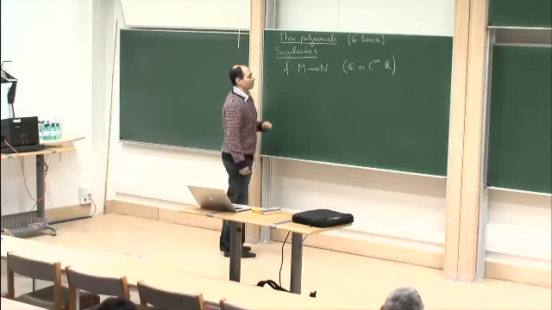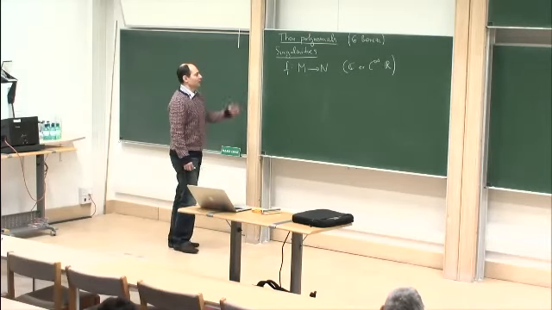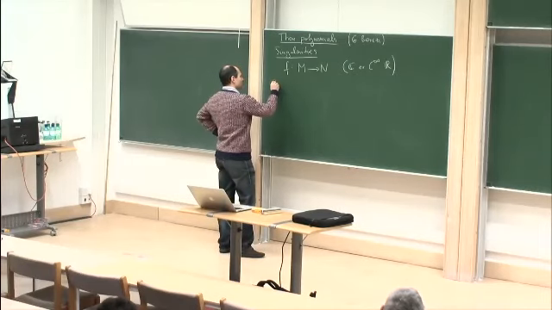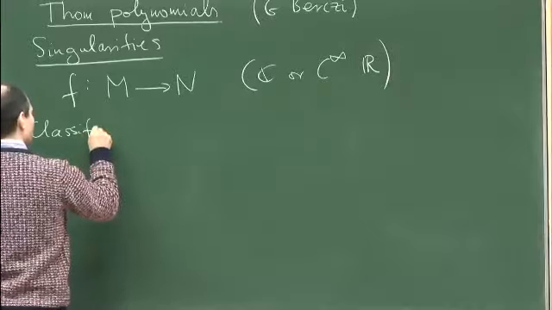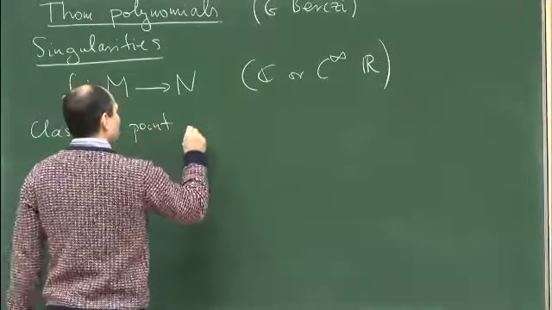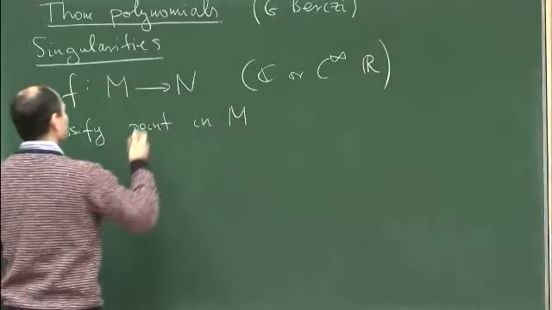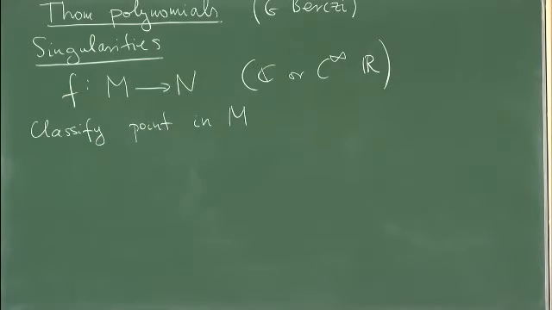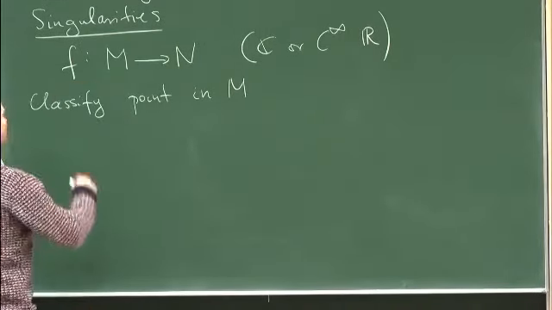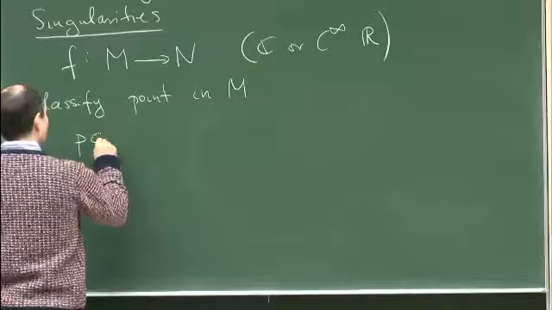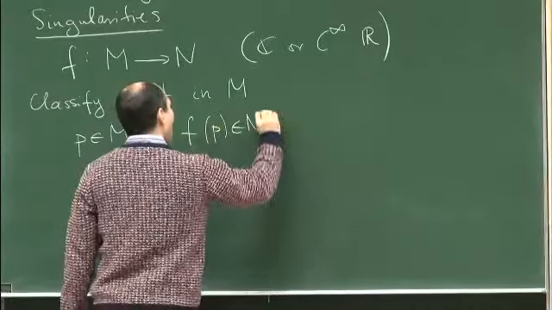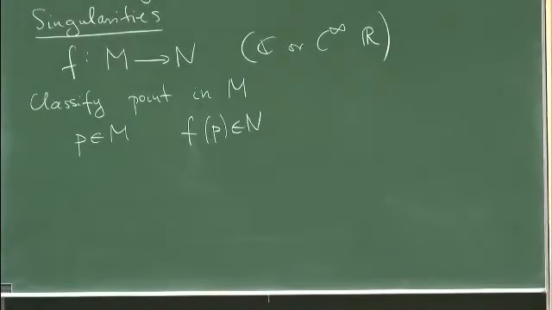So the question is to classify the points of this map. How to classify the points in M with respect to this map? And so what this means, how do we do that? Well, we choose, say, a point P in M, and then it has an image f(p) in N, and then we choose a coordinate set here.